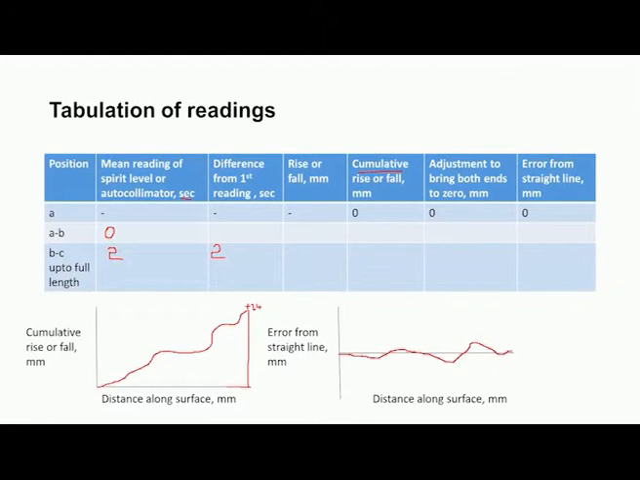Now both ends are brought back to 0 level, and then we should find the error from the straight line. This is the reference line, and this is the peak value, and this is the bottommost point, the valley, and this distance will give us the error from the straight line. Also, we can use the least square method to find out the error.